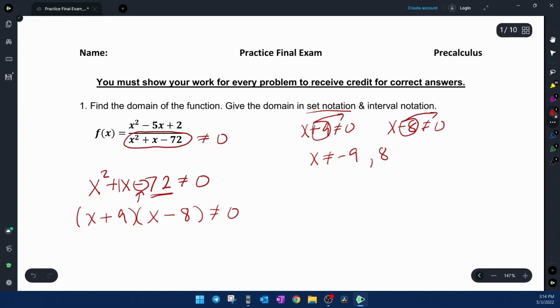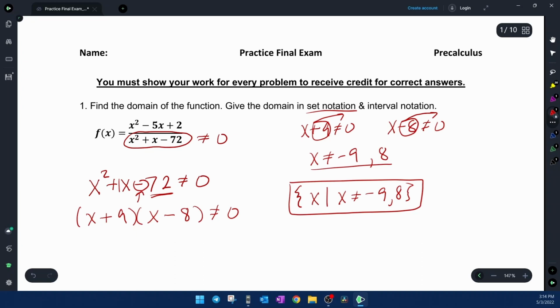So to represent this using set notation first, we would say the domain is the set of all x such that x cannot be negative 9 or 8. And I want you to notice that set notation is super easy once you know the restriction. Next, interval notation is a little bit more exciting.